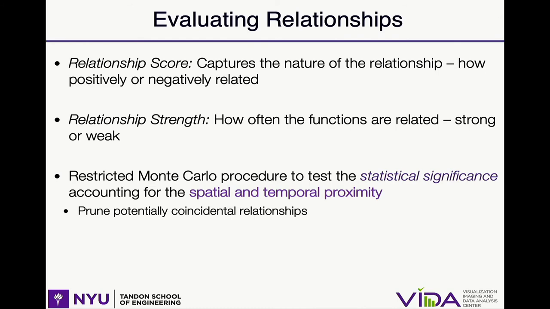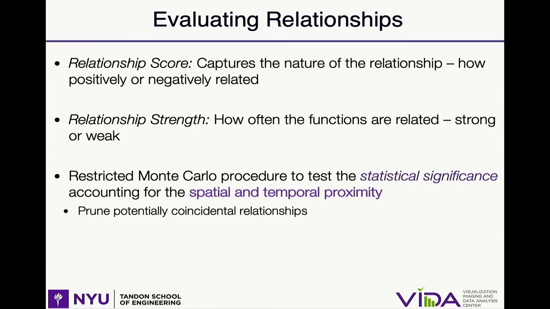So you need a way of evaluating or measuring these relationships, and we defined two such measures. One is the score, which captures the nature of the relationship, how positively or negatively related they are, and the other is the strength, which is more like how often these different functions coincide. To prune the relationships that might be coincidental, we extended the Monte Carlo procedure to take space and time into account, to assess the statistical significance of these different relationships. Again, I don't have time to go over the details, but the idea is that instead of blindly randomizing the data, you do a toroidal shift so that you do the randomization in a controlled way that takes both space and time into account.